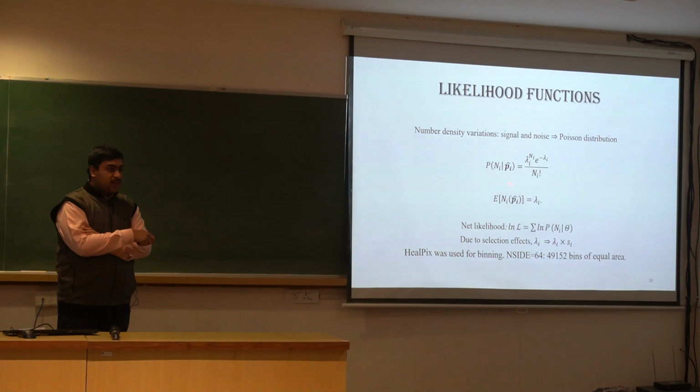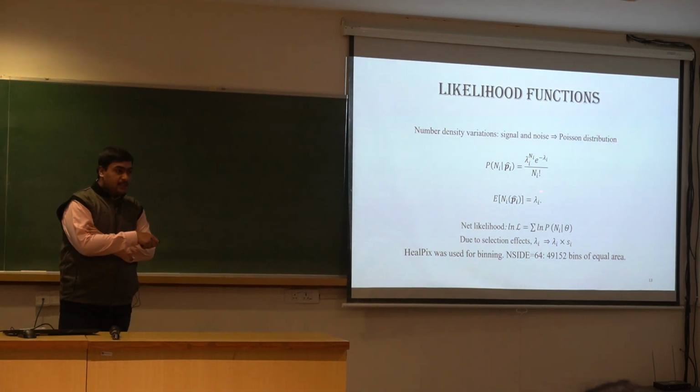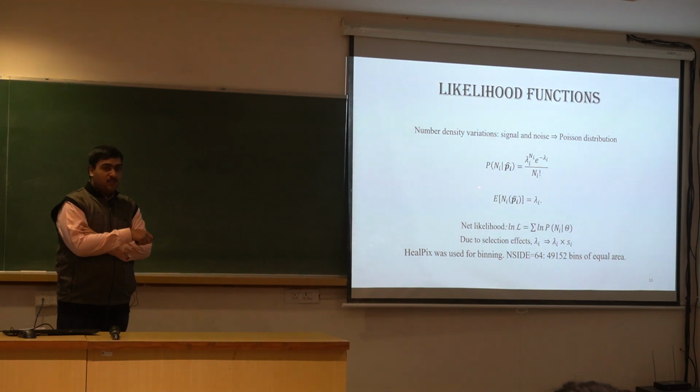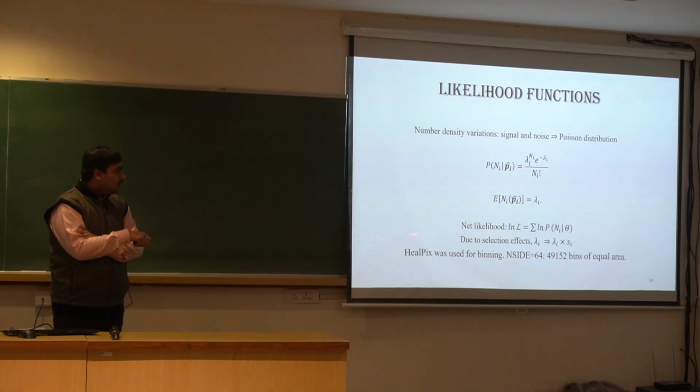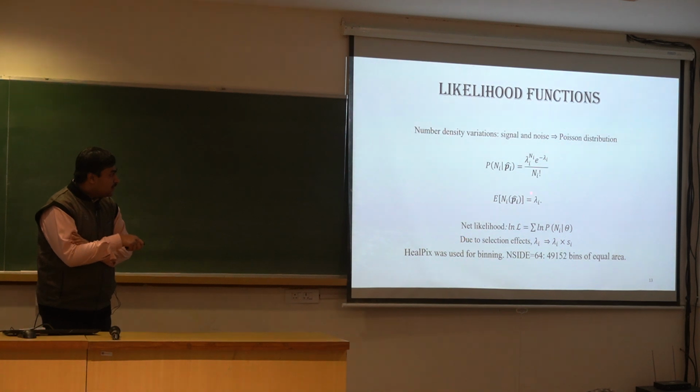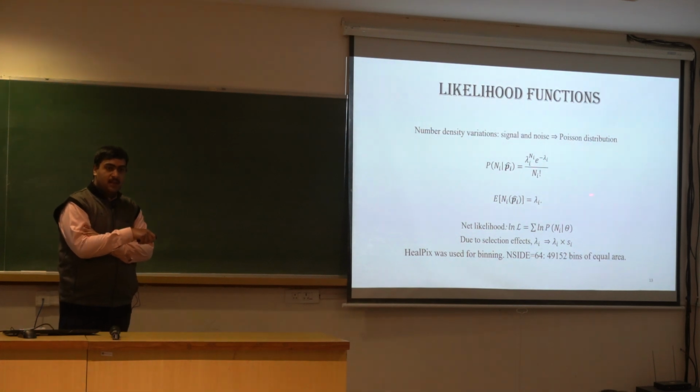Now for each patch of sky, we have a probability distribution like this. So our net likelihood would be a multiplication of all these probability distributions in different parts of the sky. For computational means, we define log likelihood. So in log space, instead of multiplication, we will have a summation. And due to selection effects, we have to switch our model from lambda to lambda times the value of the selection function in that particular patch of the sky.